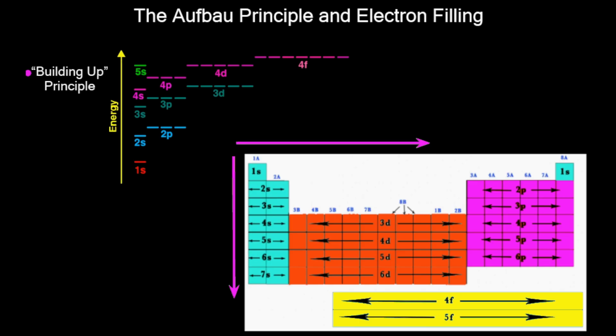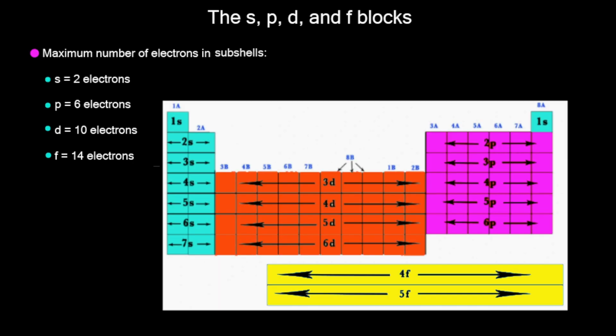As we move down the periodic table, electrons begin to occupy orbitals with higher principal energy levels, progressing from 1s to 2s to 3s and continuing up to 7s. Because the periodic table is organized according to increasing atomic number and orbital filling, we can write electron configurations starting at the top left of the periodic table and moving from left to right across each row, then down to the next row.